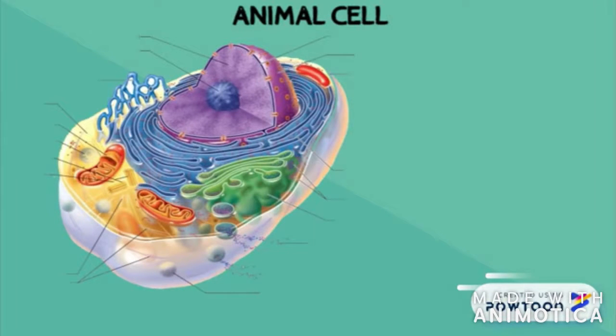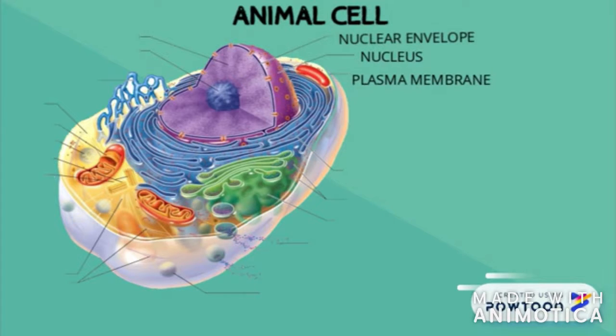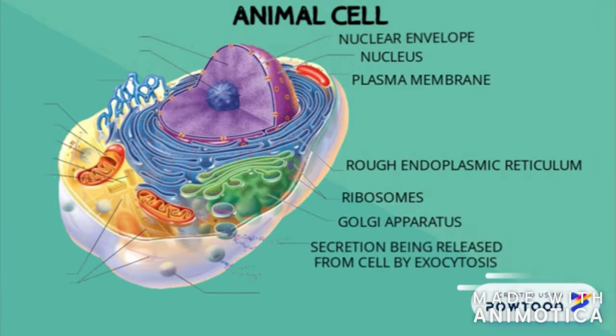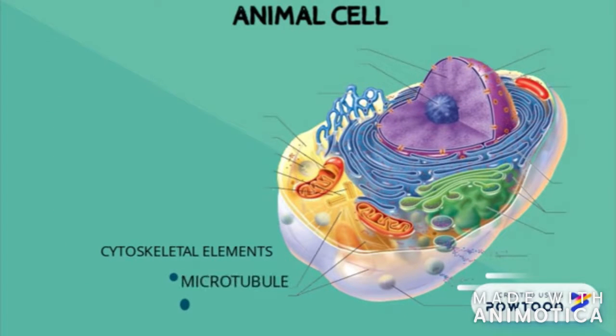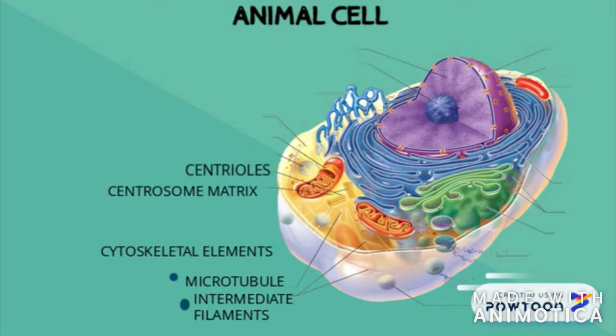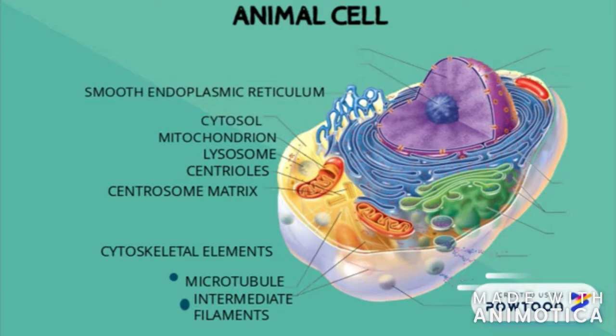In the animal cell, we have nuclear envelope, nucleus, plasma membrane, rough endoplasmic reticulum, ribosome, Golgi apparatus, secretion being released from the cell by exocytosis, peroxisome, cytoskeleton elements, microtubule, intermediate filaments, centrosome matrix, centriole, lysosome, mitochondrion, cytosol, smooth endoplasmic reticulum, nucleolus, and chromatin.